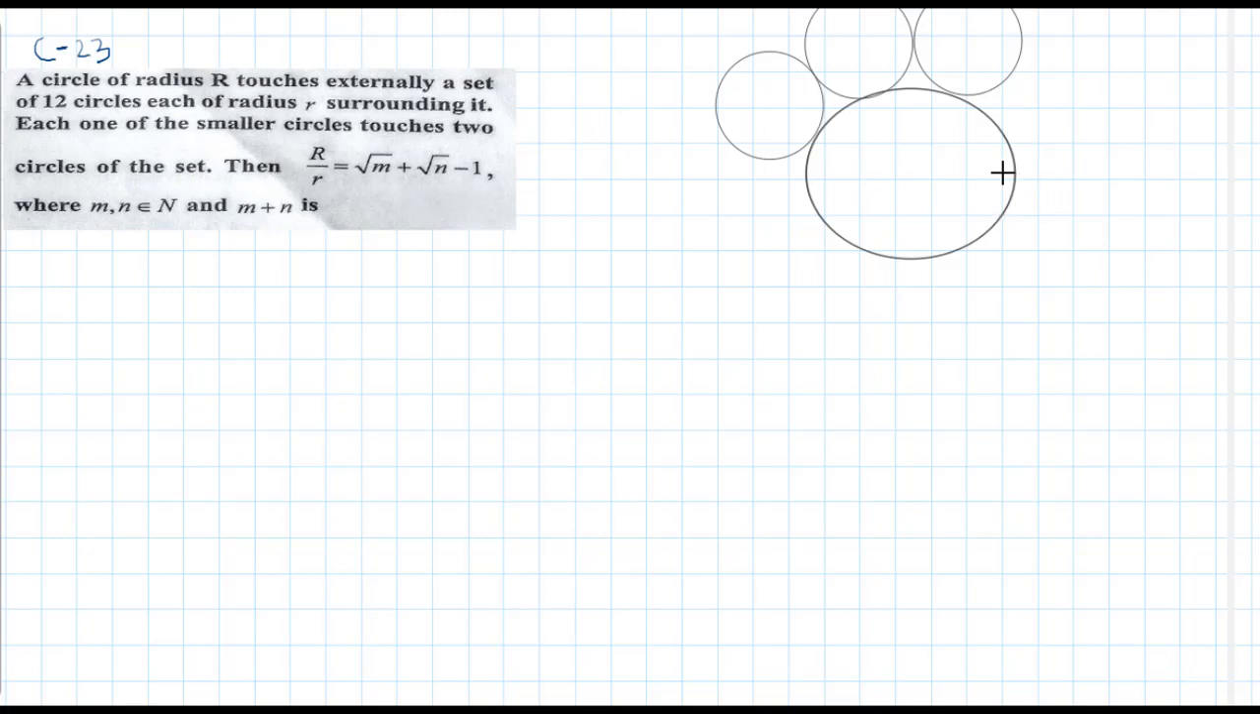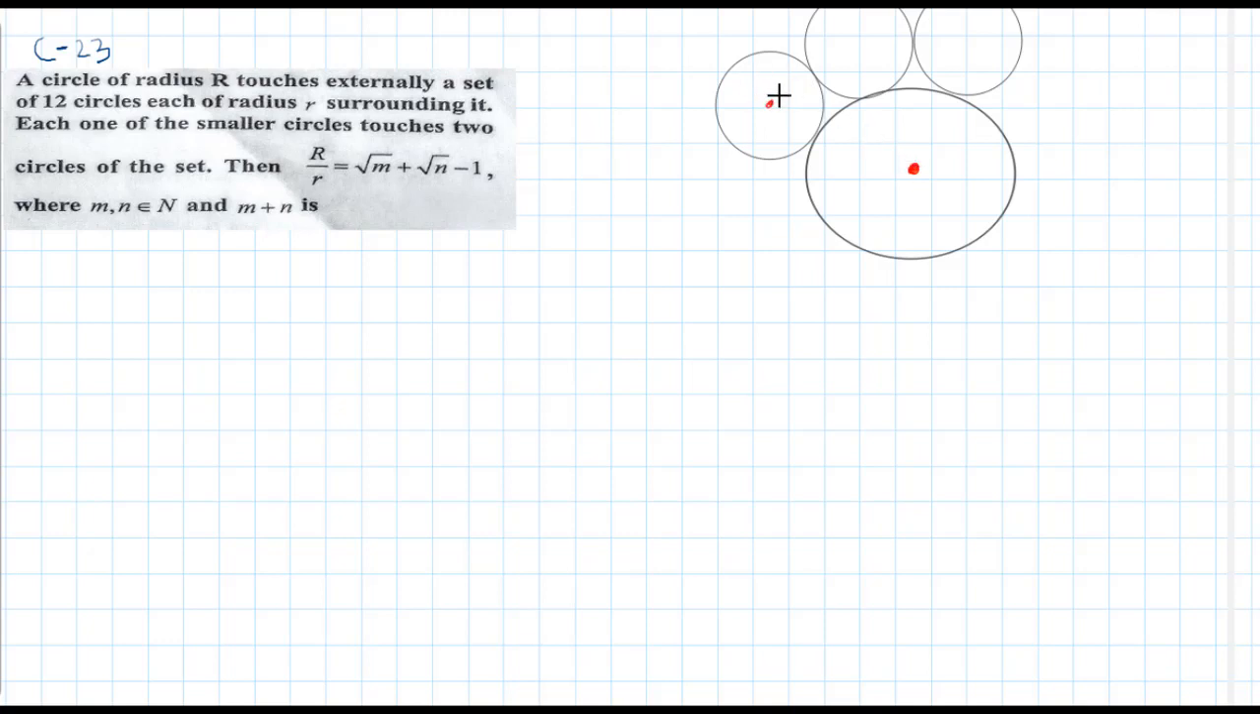In our diagram, this is a circle whose radius is capital R, and these 3 circles are there. Like that you have 12 circles around the bigger circle. All are having radius small r, touch one another, and touch the bigger circle. So it is an interesting problem. This is the center of the bigger circle.